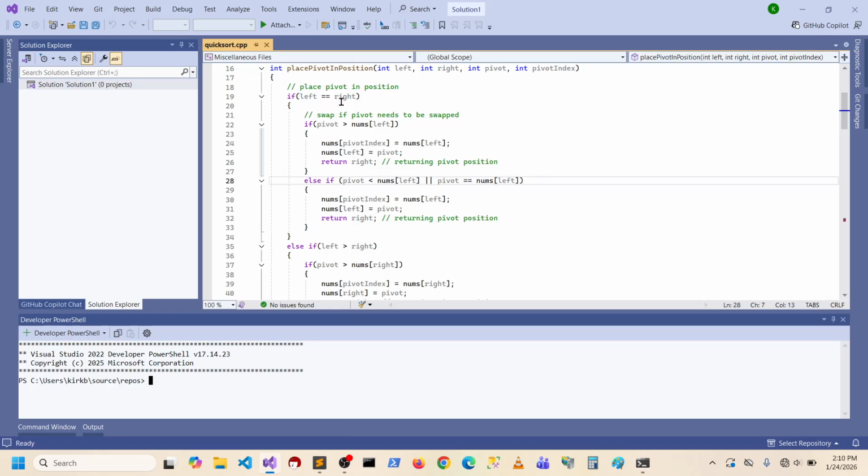Because they're equal. That makes no sense. There had to be a logic change there for some reason. Also, this should have been consistent. The right, I should change that to return left since they're equal. Left and right are equal. That needs to be consistent.